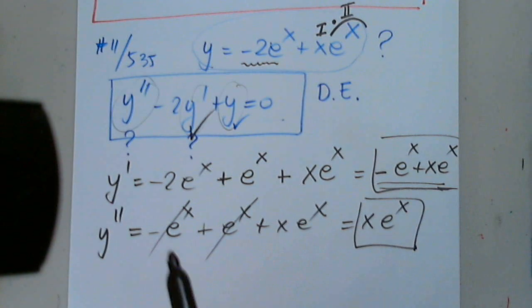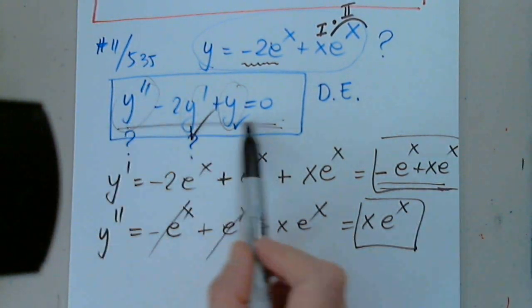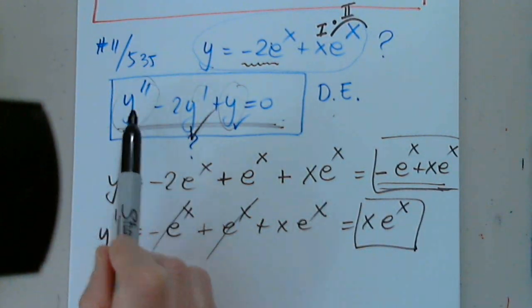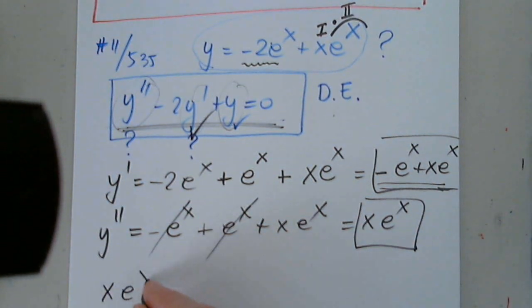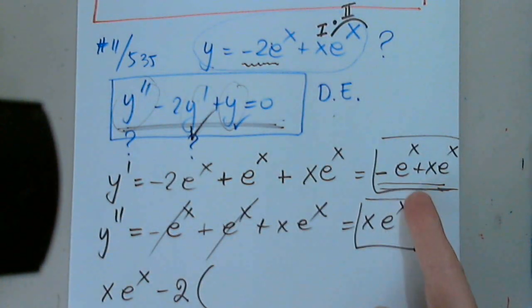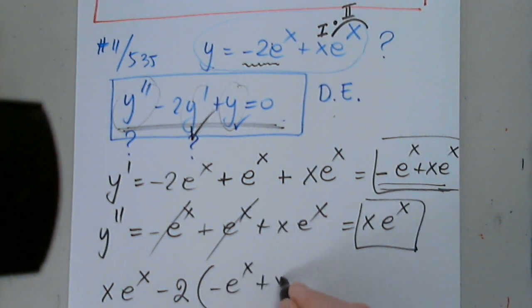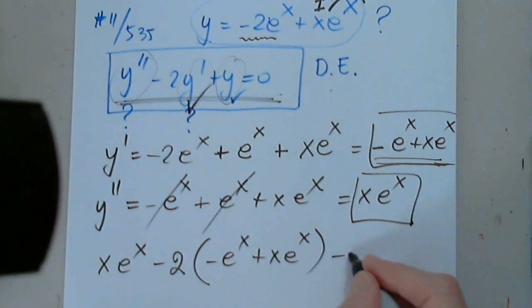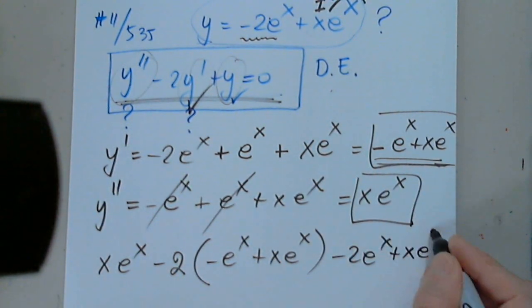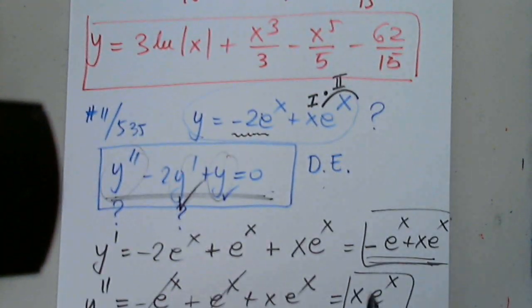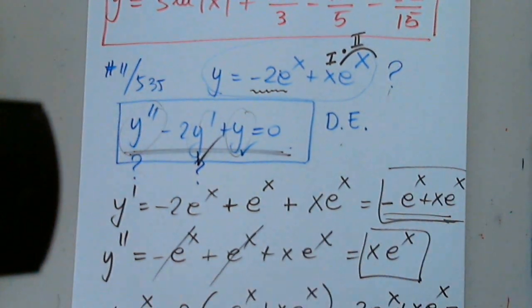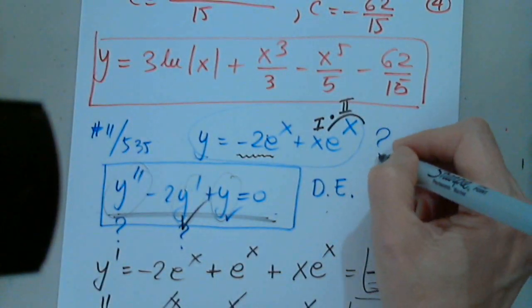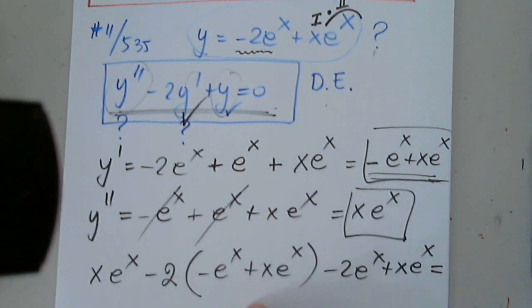Now I go back to the original differential equation. I will replace the second derivative. Okay, done. Minus 2 times the first derivative plus the function. And now, if this equals 0, then I'll go back and say yes. If this does not equal 0, I will go back and say no, it's not a solution.